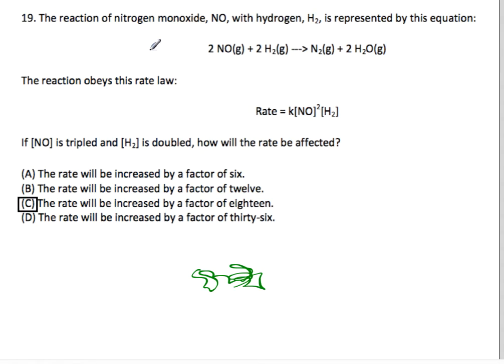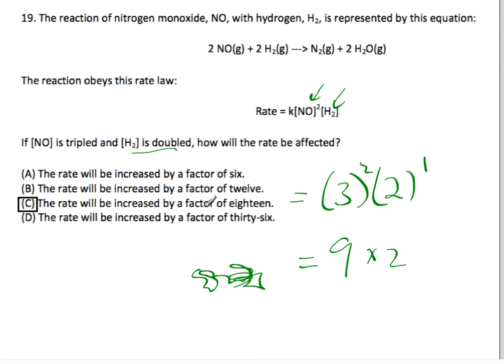Number 19. Reaction of nitrogen monoxide with hydrogen, represented by the equation. Here's my rate law right here. Notice it's second order with respect to NO and first order with respect to H2. If I triple NO, well, it's second order, so I triple it and the exponent is 2. And I double H2, so I put a 2 there, and notice my order is 1. How much is my rate going to increase by? Well, if I square 3, I get 9. 2 to the first power is 2, so 9 times 2, the rate will increase by a factor of 18 times.